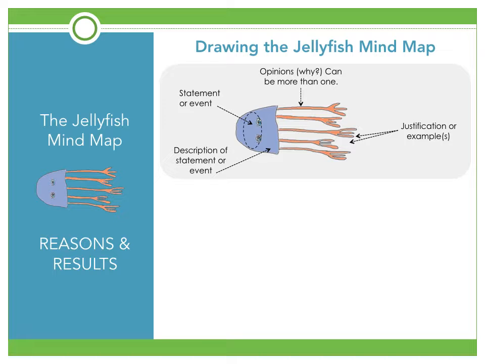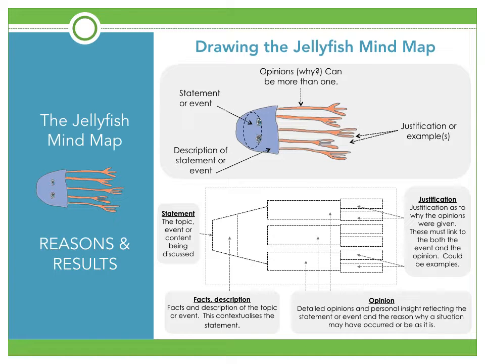So let's look at how it's going to look in their textbook or in their workbook. The top of the head of the jellyfish is your statement. Then underneath we need our facts or description about the topic or the event. Then we get our opinions or our facts. And then you get your justification. And this is, you justify as to why the opinions were given. Okay, and these must link to both the event and the opinion. They could also be examples.